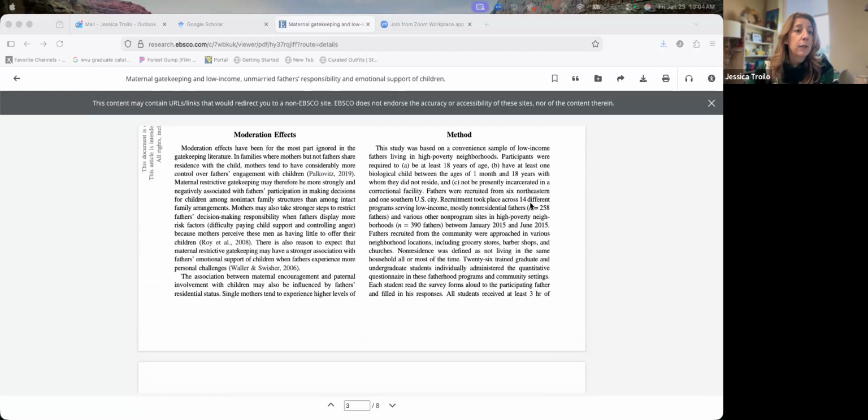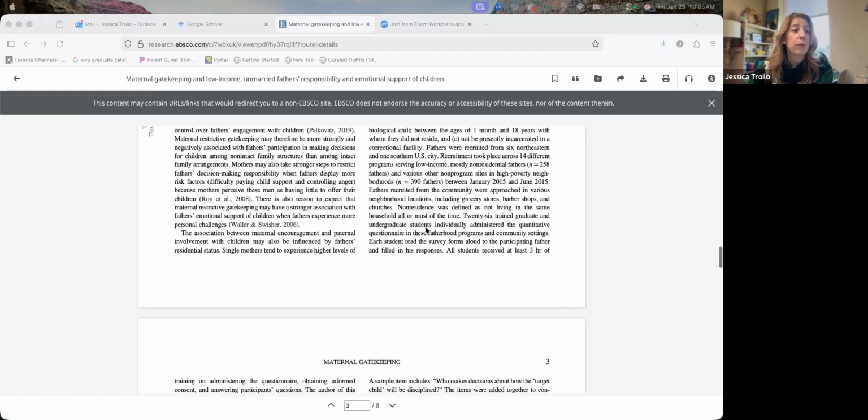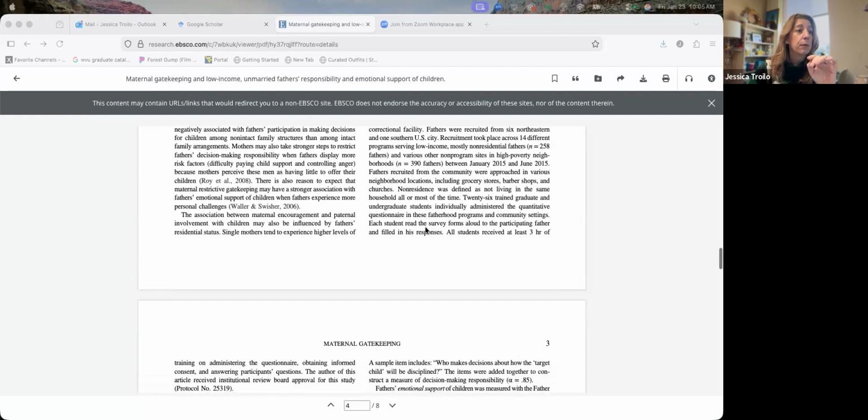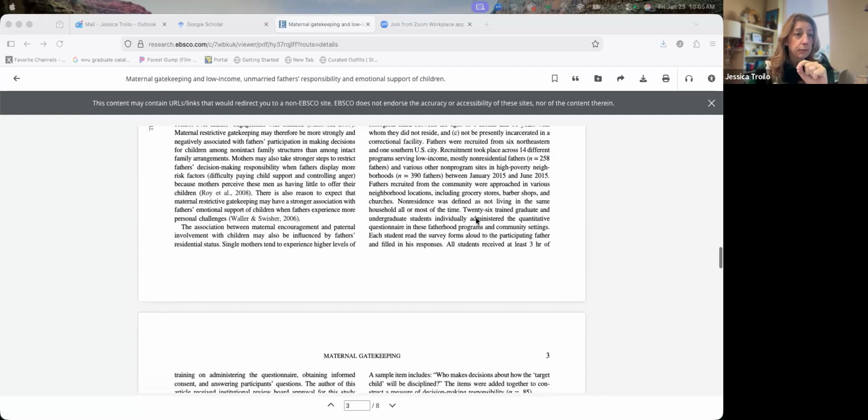Okay, I'm going to see 14 different programs serving low income, mostly non-residential fathers, fathers that don't have the majority physical custody of their kids. 258. Perfect. I'm going to write that down. Oh, and now I see other non-program sites. Okay, high poverty neighborhoods, 390 fathers. Perfect. So I'm going to look through, write that down.